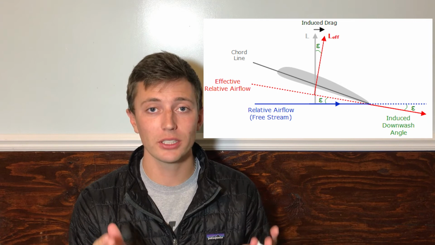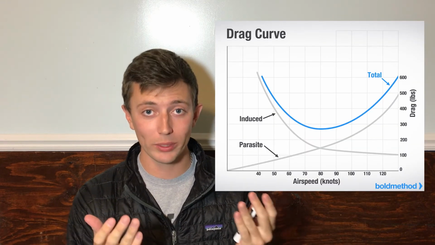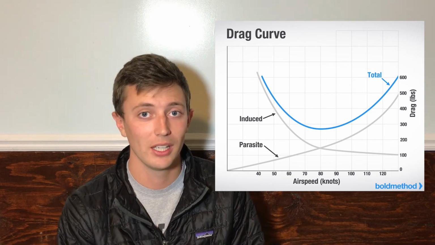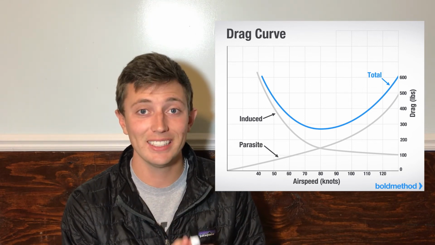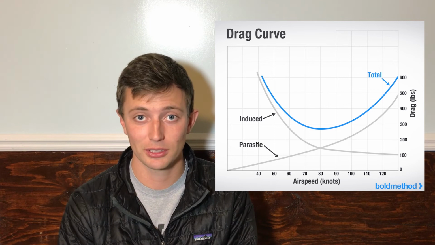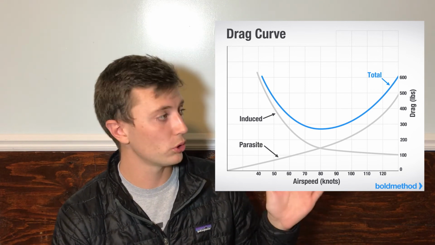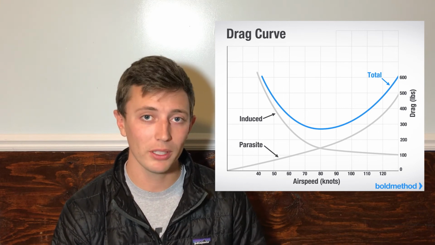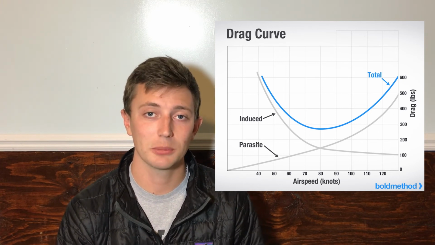It's important to note that the slower we get, the more induced drag affects our airplane exponentially. And parasite drag increases as airspeed increases. This gives us a total drag curve here. And what do we find at the minimum drag point? Our best glide speed.